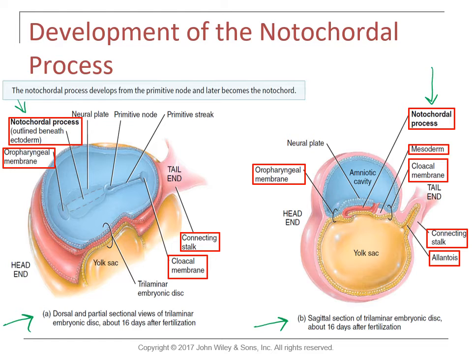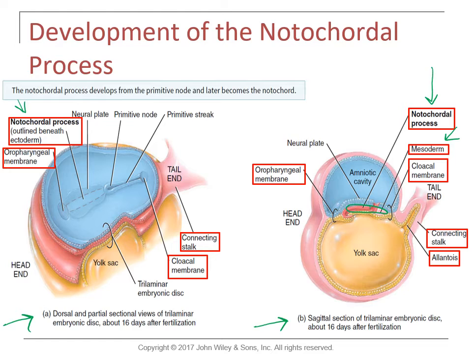And then as we said, by days 22 to 24, the notochordal process becomes a solid cylinder of cells called the notochord. And then the notochord induces certain mesodermal cells to develop into the vertebral bodies. And then here we have the mesoderm.